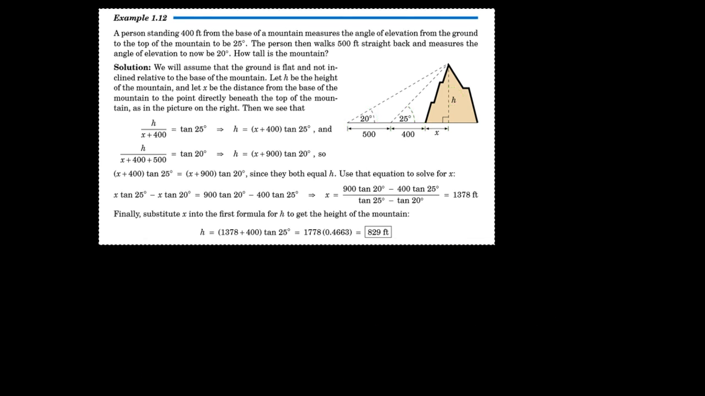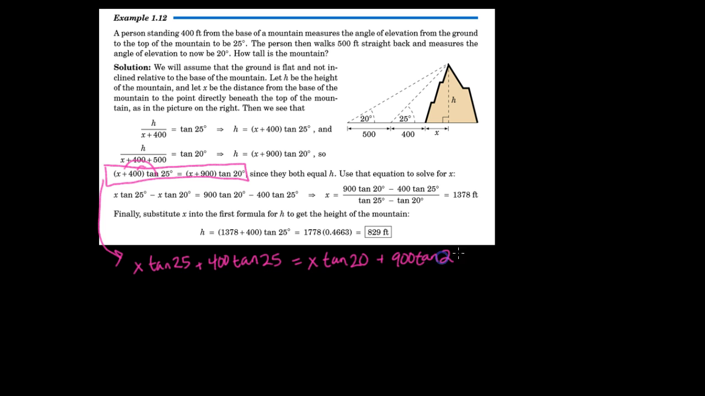So they leave out a little algebra, which I'm going to walk you through. First of all, this is where we were at. So we're here. Next, they distribute, which they don't show you, which I'm going to do here. So if you distribute the tangent of 25 to both of these, you have x tan 25 plus 400 tan 25 equals x tan 20 plus 900 tan 20.